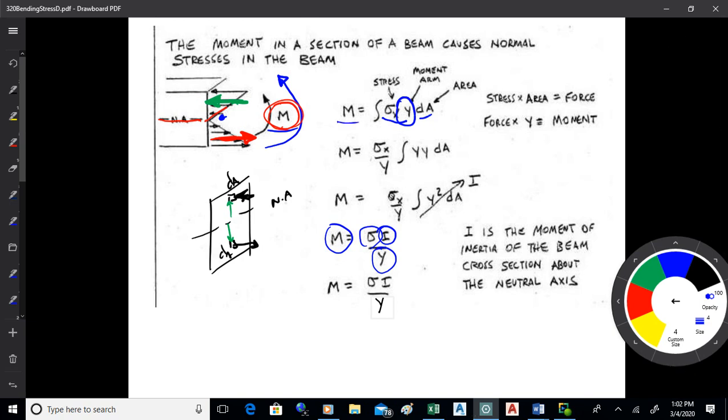That's kind of a key relationship to understand, because it relates the moment in the moment diagram to the stress that you're going to design the beam off of, see? Okay.